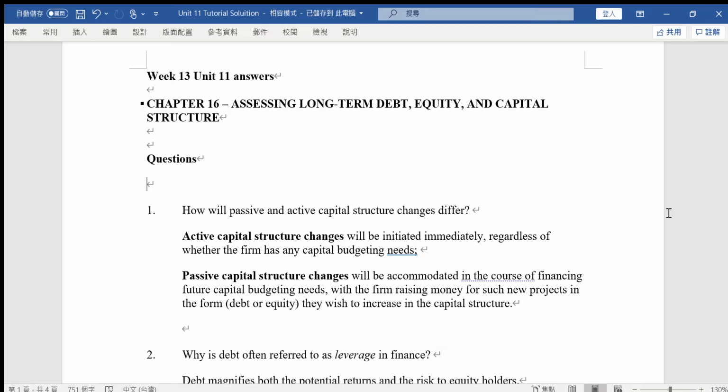The opposite is the passive one. The passive capital structure change will be based on the financial future's capital budgeting need of the company. That means when they plan for the coming future, they will prepare the capital budget, and if there is a need, then they will raise the capital for the new project, and based on this requirement, adjust their capital structures.